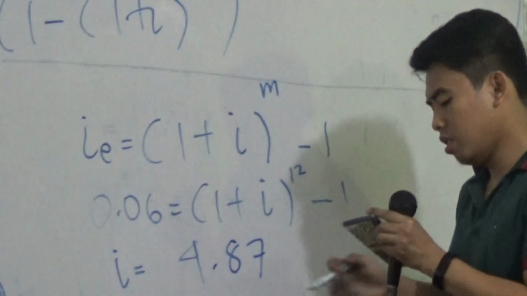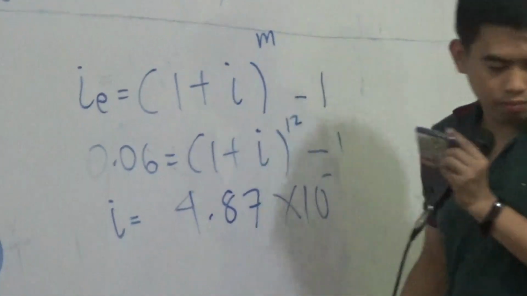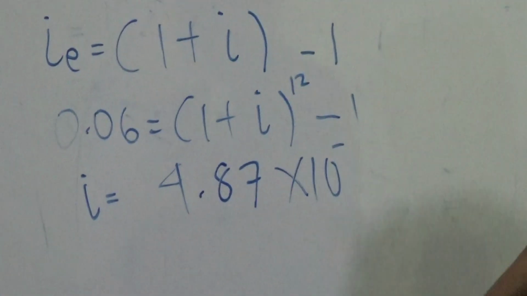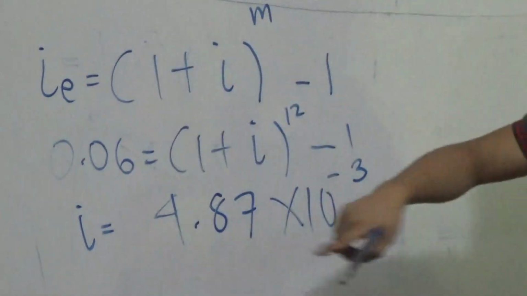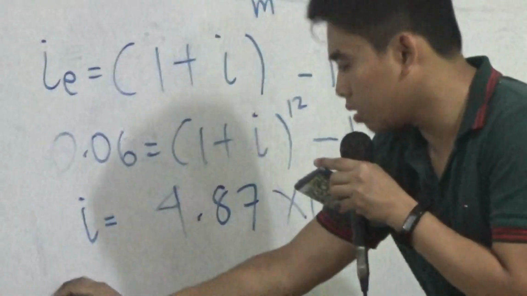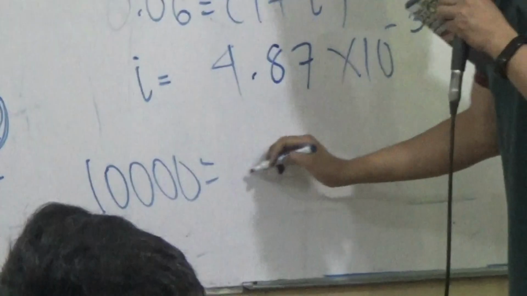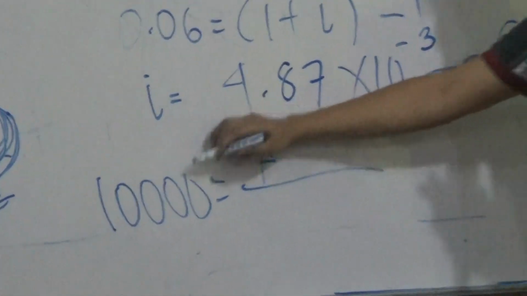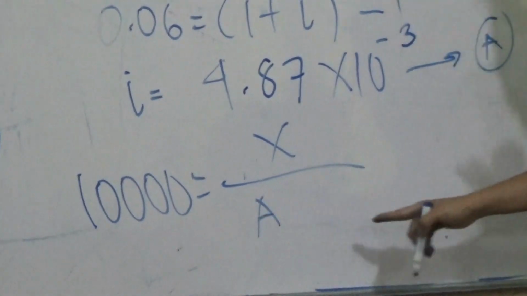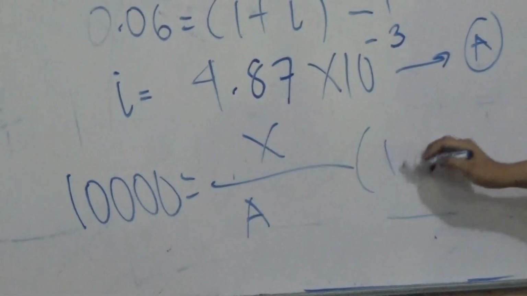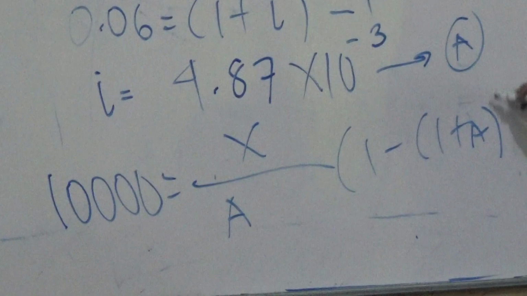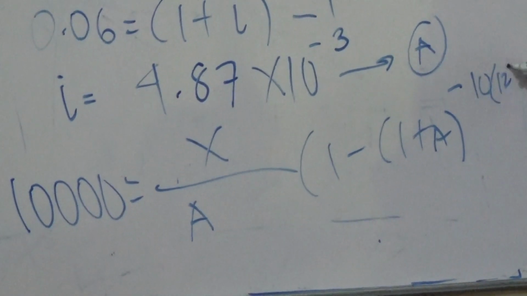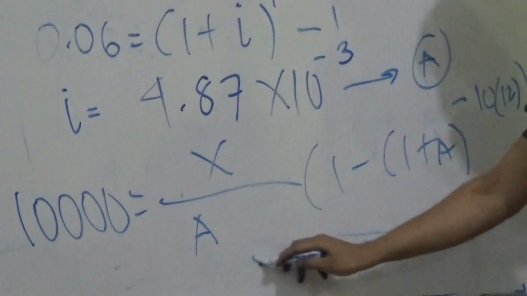4.87 times 10 to the negative 3. Okay? So now, substitute. So this is already given, so this is 10,000. A over I. Store mo na lang sa A ito. So, X over A, kasi in-store ko sa A yung I, 1 minus 1 plus A raised to negative 10 times 12. Shift solve. Makuha ko na yung X.